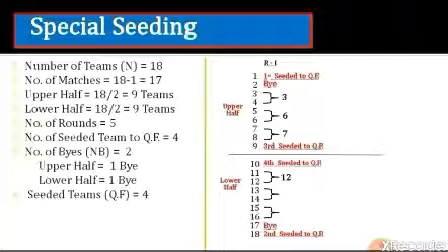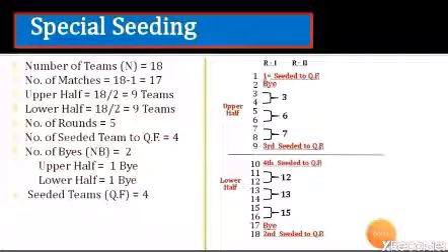The match between 11 and 12: 12 becomes the winner and enters the second round. The match between 13 and 14: 13 becomes the winner and enters the second round. The match between 15 and 16: 15 becomes the winner and enters the second round.